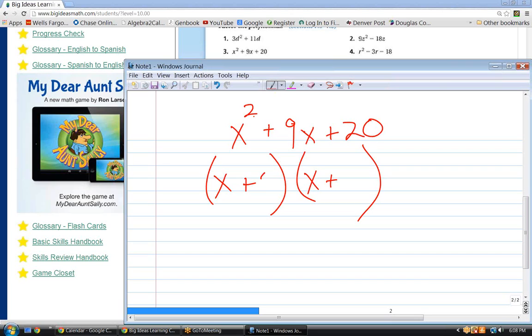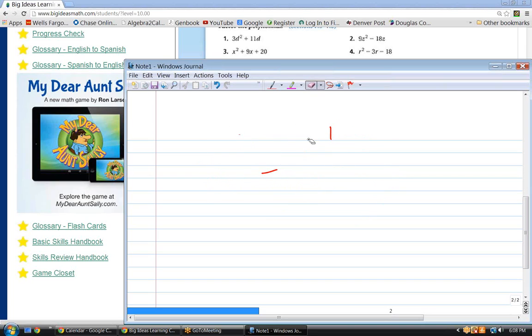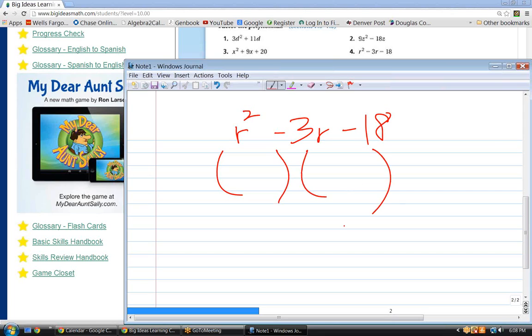yeah. And it doesn't matter if I put the 5 here and the 4 there or the reverse. Okay, you actually seem pretty good at these. I think after we do one or two of them, I'll bet you got it down.